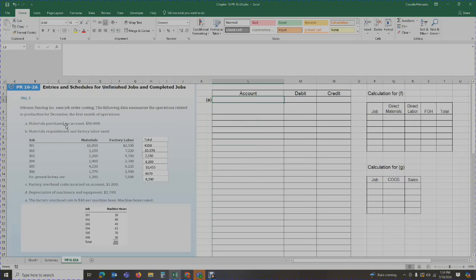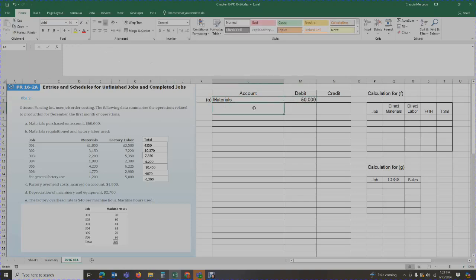So we are buying materials, and we are paying for them on account, which means we bought them, and we're going to pay for those materials at a later point in time. So you ask yourself, what is it that you're buying? What do I have now? I am buying materials, so I have more materials. Materials is an asset account. So materials will increase by the $50,000.